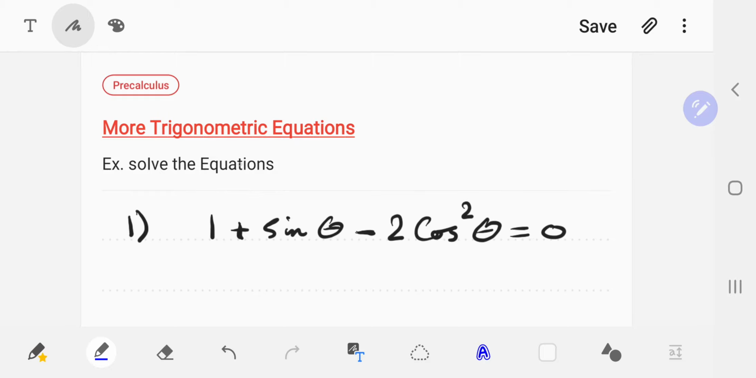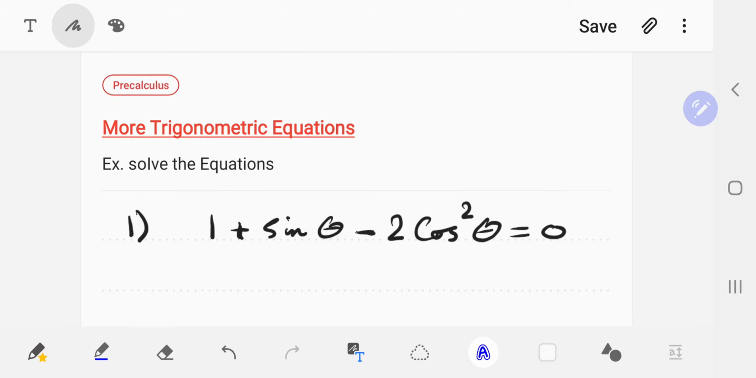In this part of trigonometry, we're going to talk about more trigonometric equations, like equations that will include identities, equations that are not direct, okay, like this one. If you look at this example, 1 plus sine theta minus 2 cosine squared theta equals 0. Well, this looks like quadratic, but we have a problem. Here we have sine, and here we have cosine squared. So they are not the same, which means I cannot factorize it.